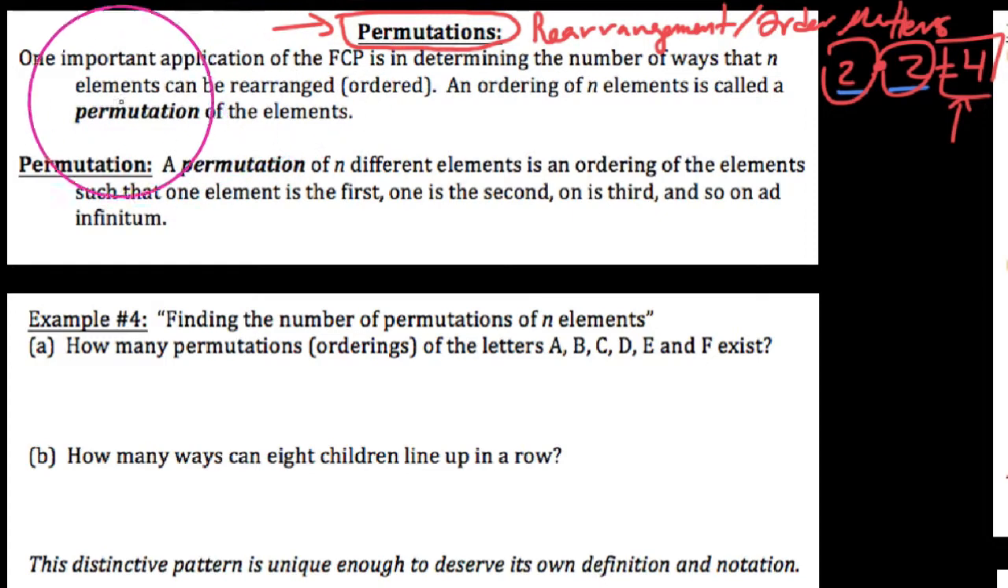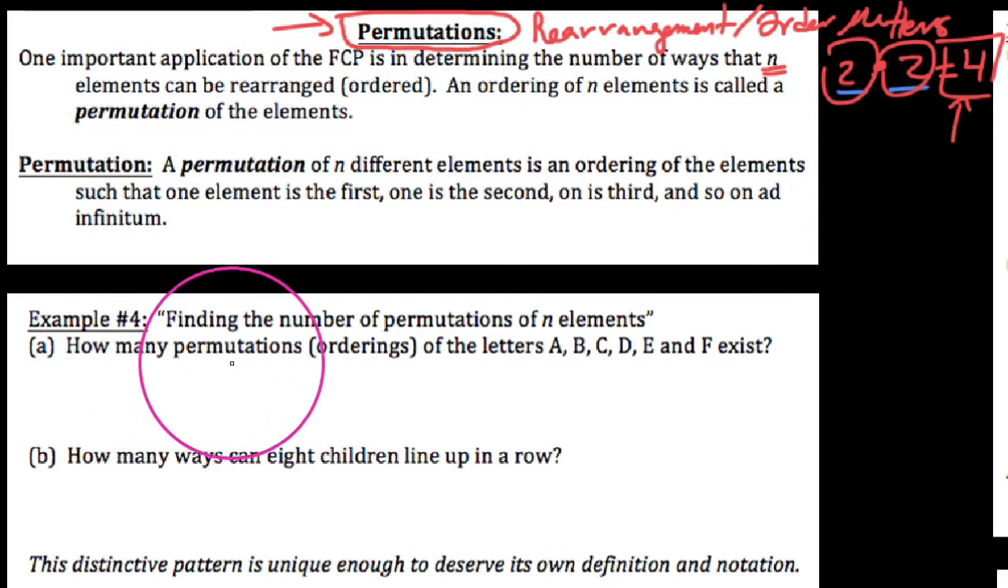So notice I say here, this is one important application of the fundamental counting principle, determining the number of ways that n objects or n elements can be rearranged or ordered. So we say an ordering of n elements is called a permutation of the elements. So the definition of a permutation of n different things is how many ways you could rearrange it. So in terms of how this comes into our application here, let's take a look at a few thought experiments, see if we can generalize this pattern.